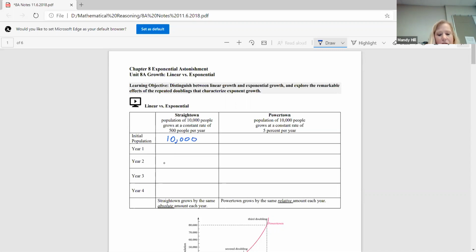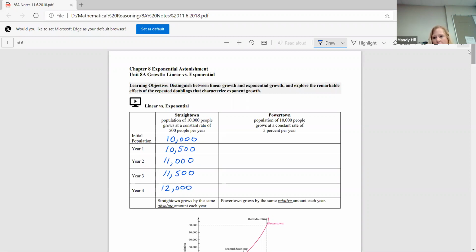Okay, but the next year they added on 500 people. So now after year one, they're at 10,500. Then they've added on another 500 people, so 10,500 plus 500 would be 11,000. Added on another 500, which is going to be 11,500. And then by year 4, they've added on another 500 people, which is going to be 12,000 people.